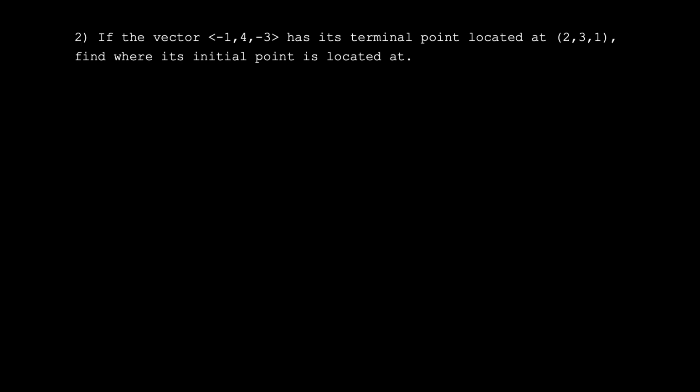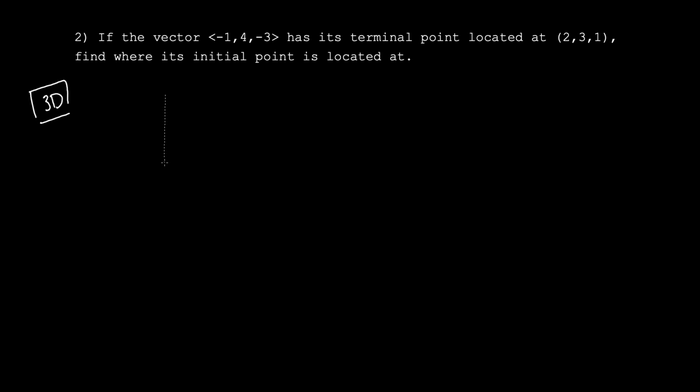Now let's move on to the second question. If the vector -1, 4, -3 has the terminal point located at 2, 3, 1, find where its initial point is located at. Now, this question gives us the vector and one of the points in 3 components. So we know that this vector has to be in 3 dimensions. So since we know that, we can kind of draw out the vector and the terminal point to see where everything is.